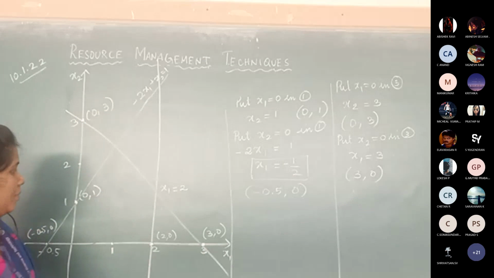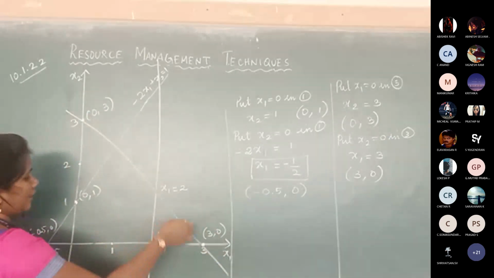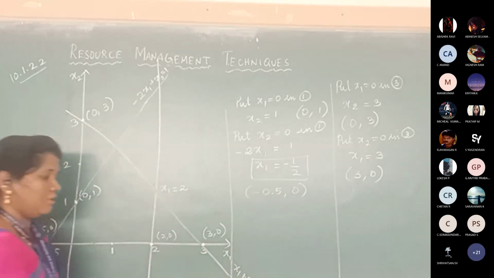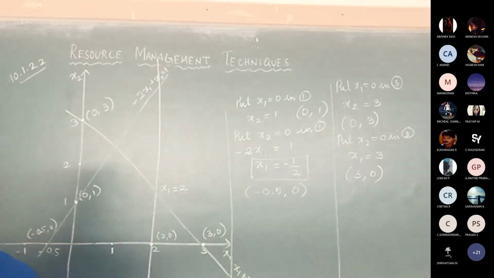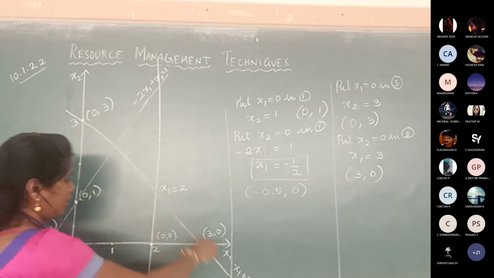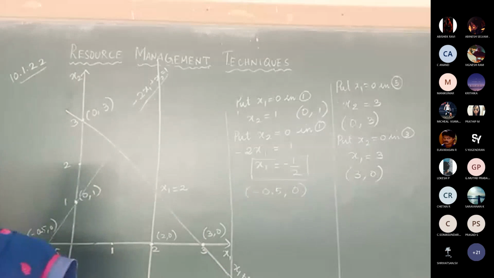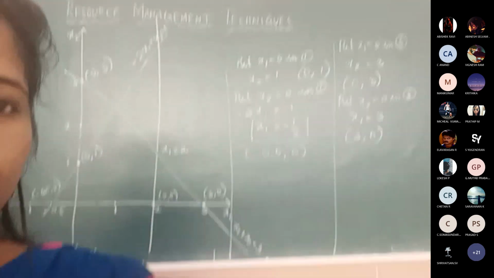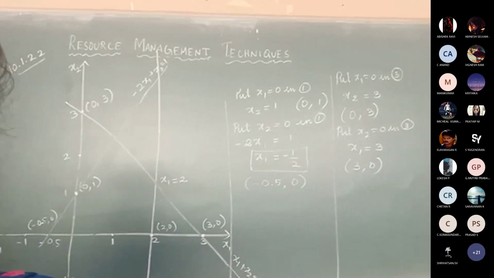As soon as you draw the straight line, write the equation: x1 plus x2 is equal to 3. Write your equation as soon as you mark your points and join the straight line.